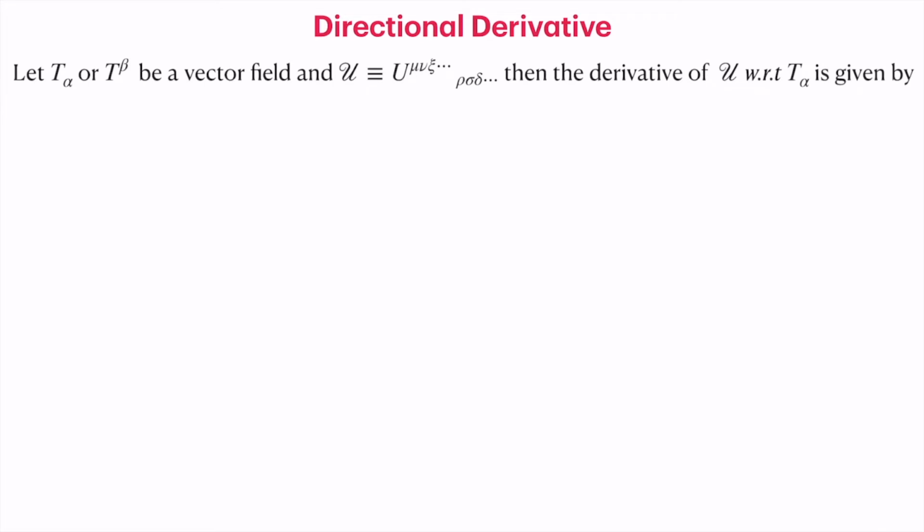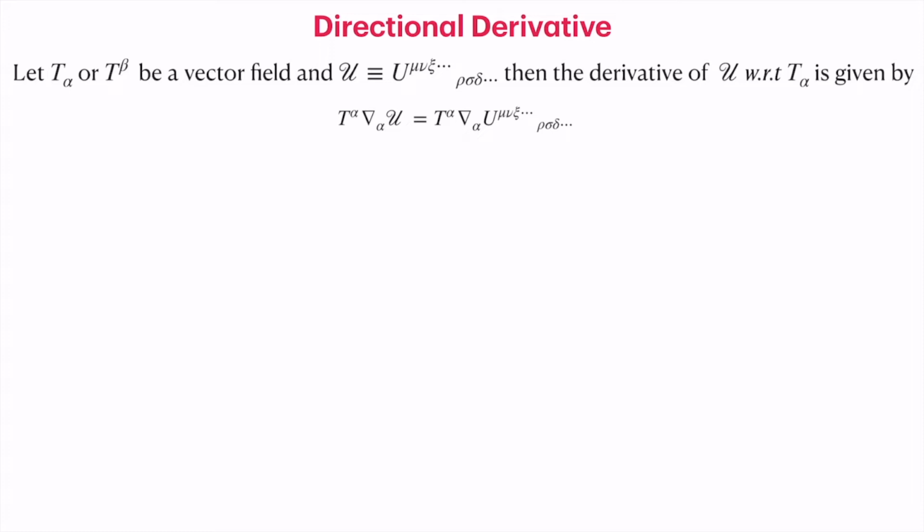When we have a vector field in covariant form or contravariant form, consider the directional derivative of a tensor field U, which can be a tensor of any higher rank, both contravariant and covariant. The directional derivative of tensor U with respect to vector T^alpha is given as the dot product between the vector T^alpha and the covariant derivative of U, that is, T^alpha nabla_alpha U, which can be expressed in terms of components as T^alpha nabla_alpha acting on U and its components. So that is how it goes. One can write this in terms of a covariant or contravariant vector.